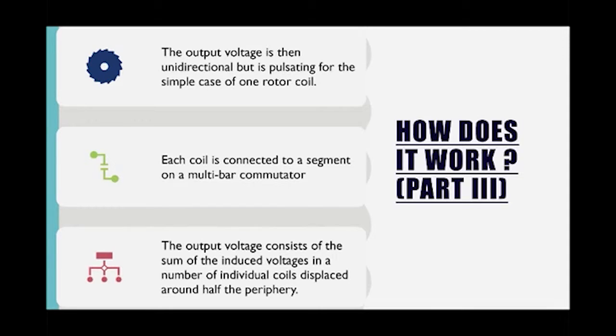Then each coil is connected to a segment on a multi-bar commutator. Later, the output voltage consists of the sum of the induced voltages in a number of individual coils displayed around half the periphery. Okay, periphery might be something very new to all of you.